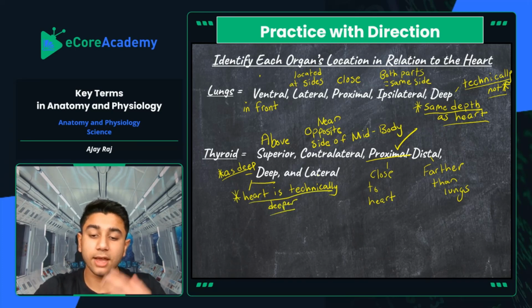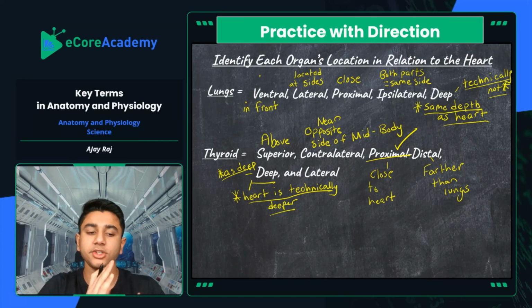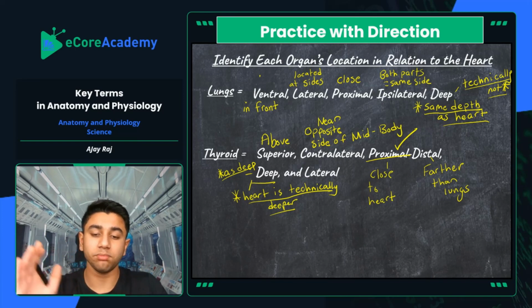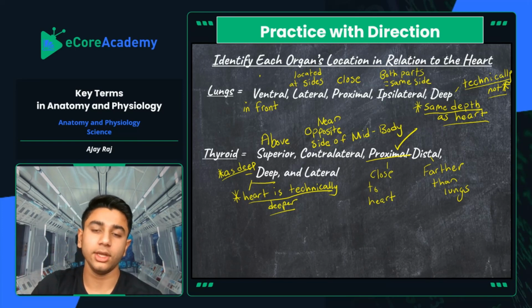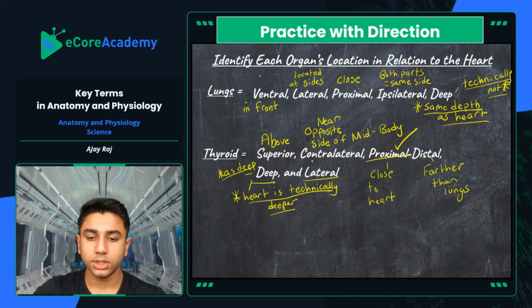And then finally, we have lateral, which means located towards the sides of. So we know that the side of the heart here, located on the left side, actually matches up directly with the side of the given thyroid. So therefore, the thyroid is located in a lateral location, located on the side of the heart. So side of.